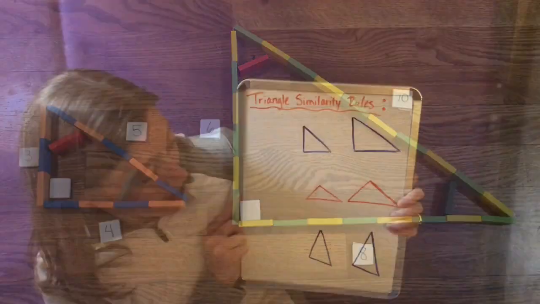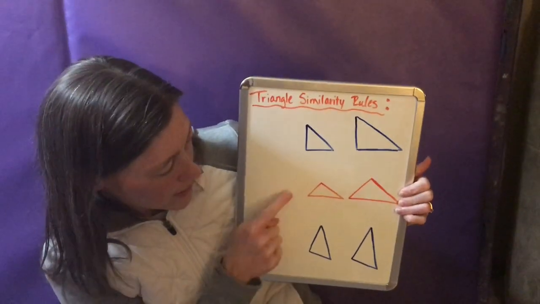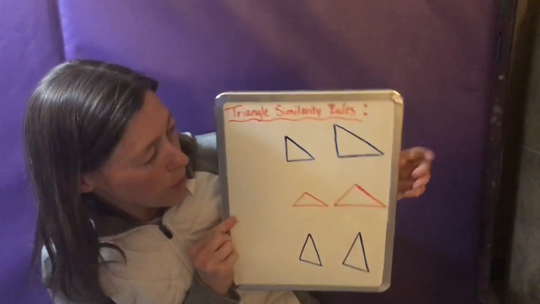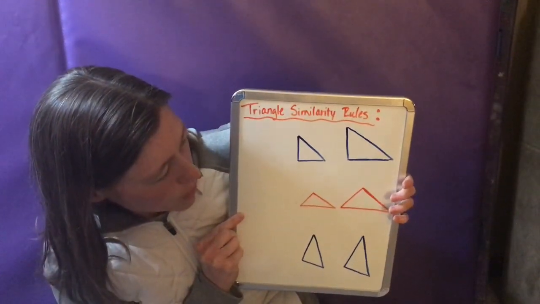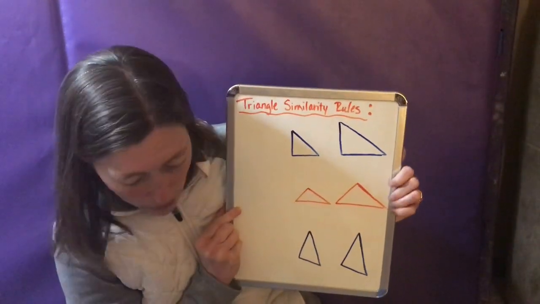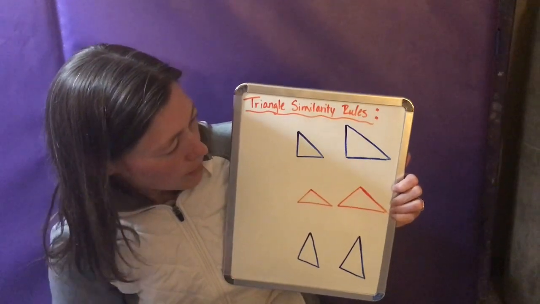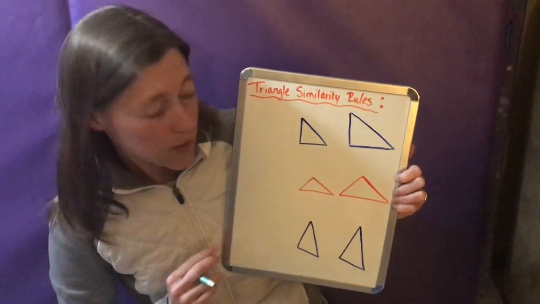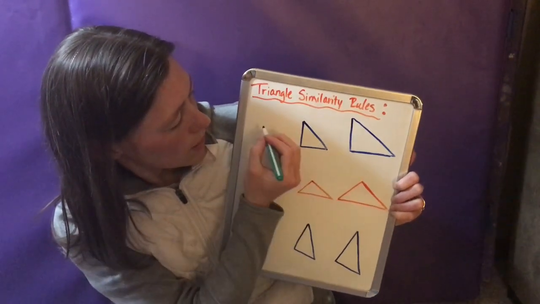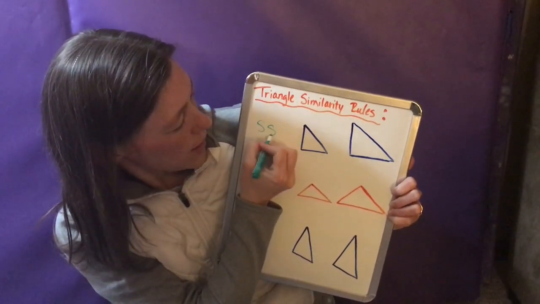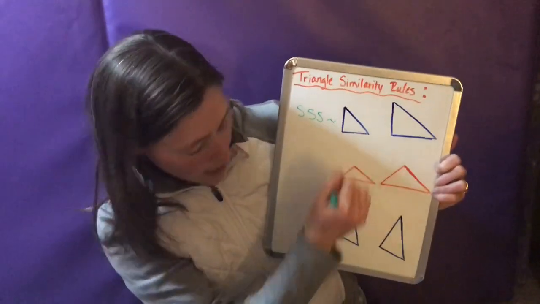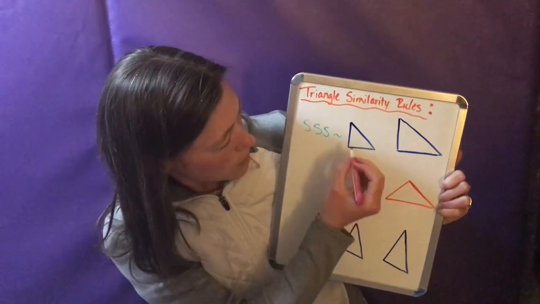So here we go. All right, so we have three sets of similar triangles here. And on similar triangles, remember all the corresponding sides are proportional and all the corresponding angles are congruent, but we don't have to know all of those things. Okay, so these are the shortcuts. Okay, so the first one is side, side, side similarity. Okay, and that doesn't mean that the sides are congruent, that just means they're proportional.